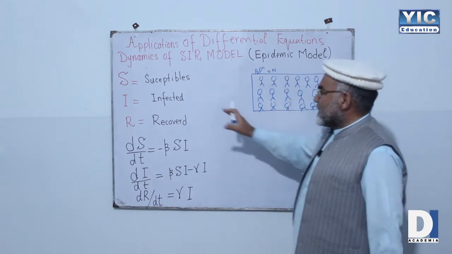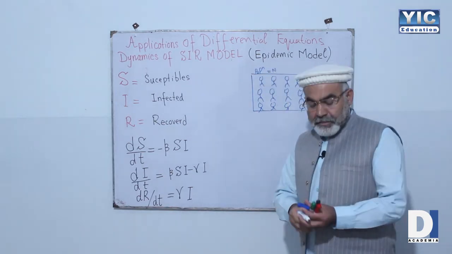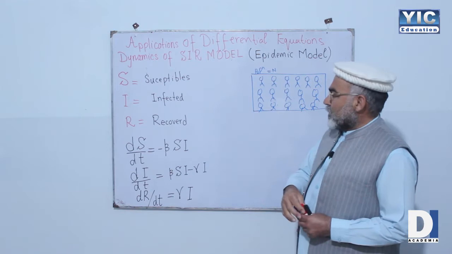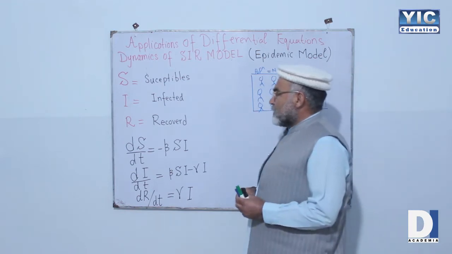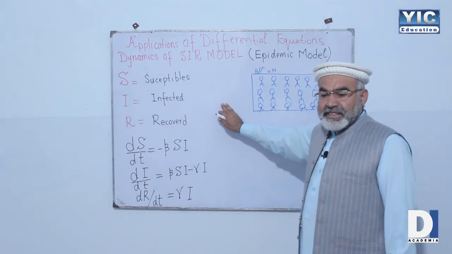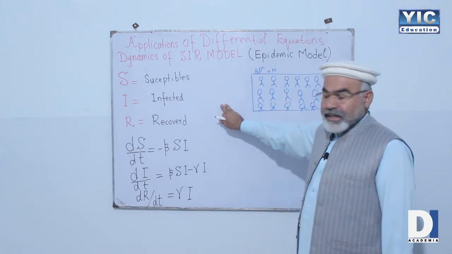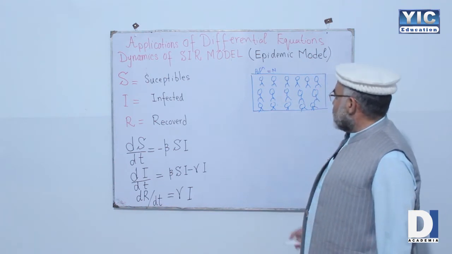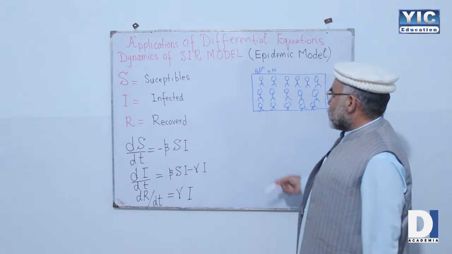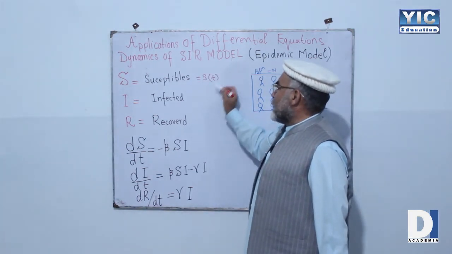Initially, all the people are called susceptible, meaning everybody has a chance of catching the disease. He may be infected by a current disease in a pandemic or an epidemic situation. So this can be written as S, a function of time.